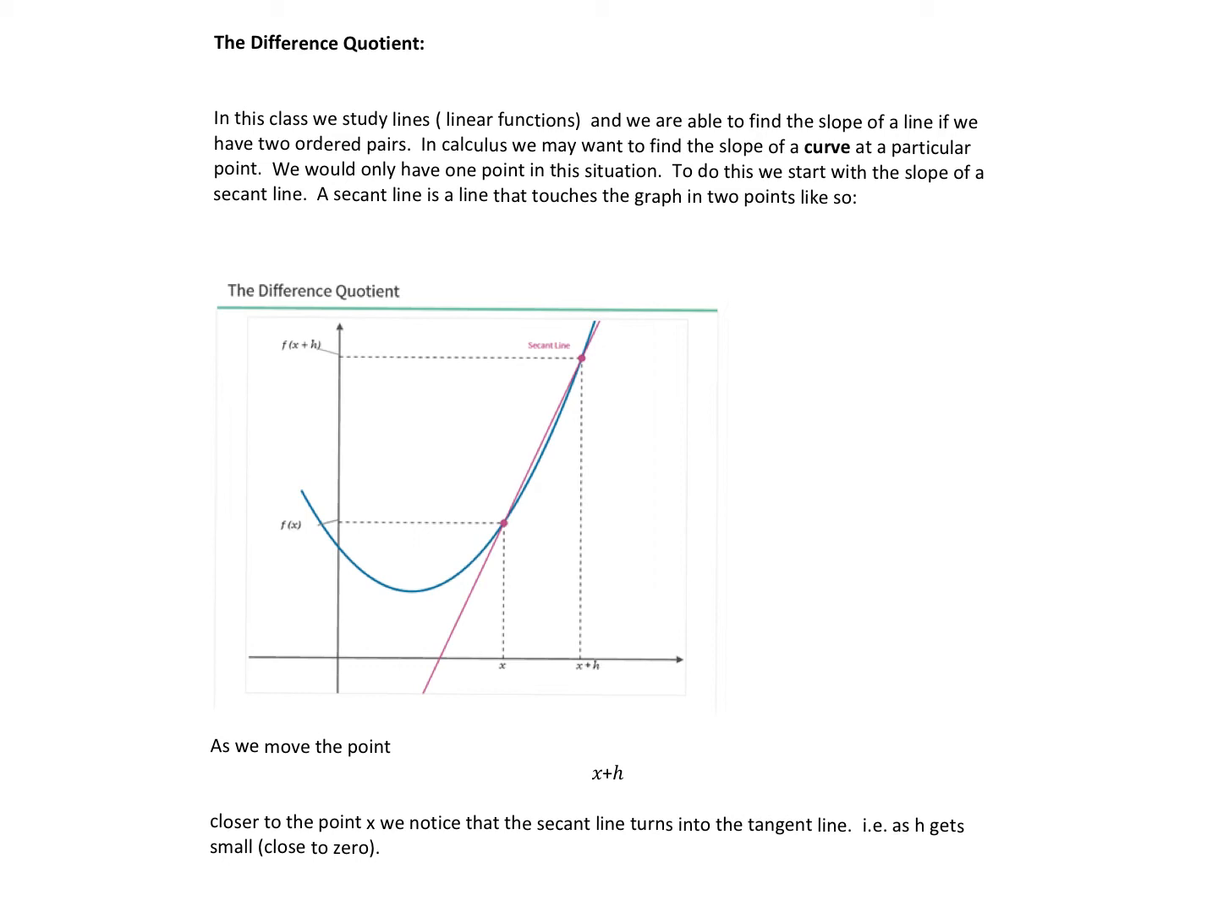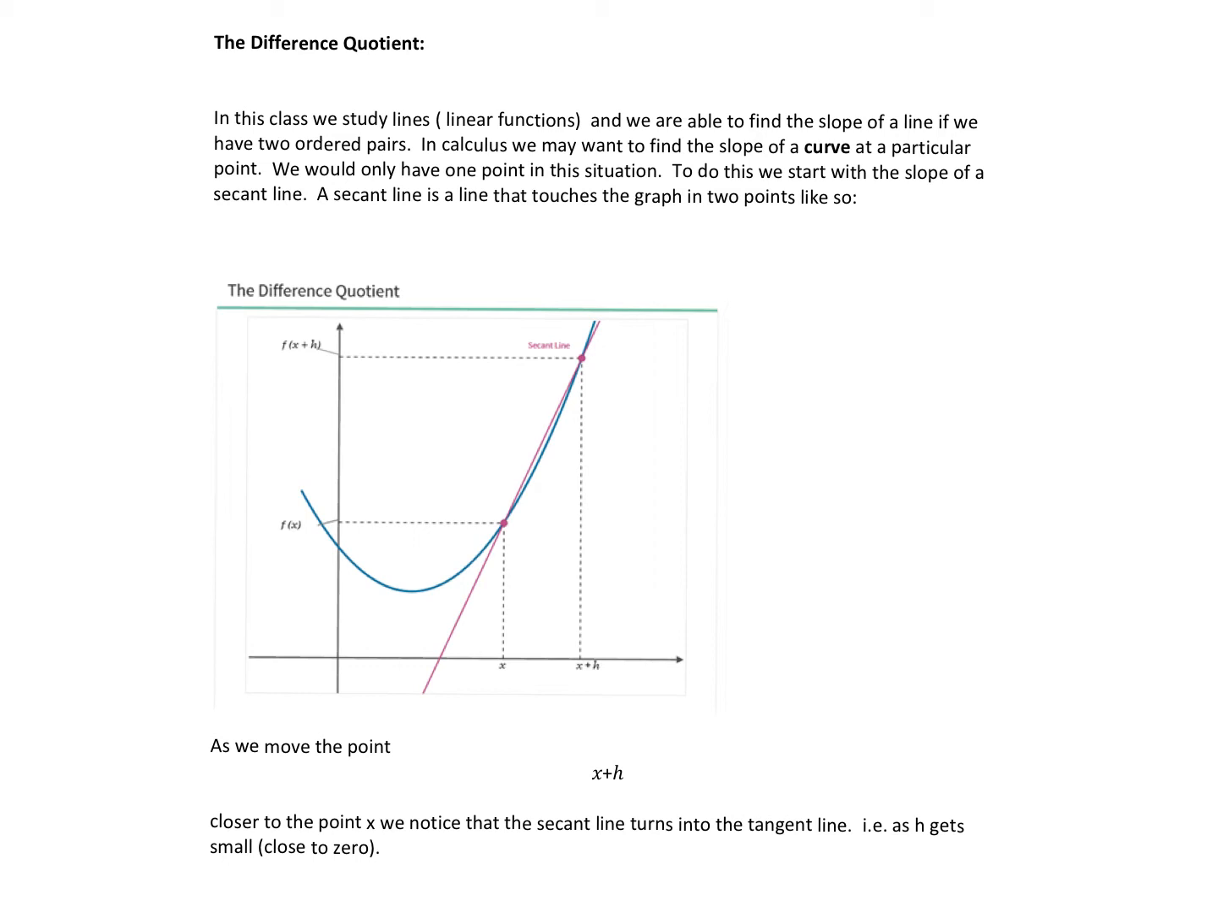Also in this section is the difference quotient. In this class, we study lines, or linear functions, and we are able to find the slope of a line if we're given two ordered pairs, or possibly a graph, or an equation in the form y equals mx plus b. But in calculus, we might want to find the slope of a curve at a particular point, in which case we would only have one ordered pair, so we couldn't use our slope formula.